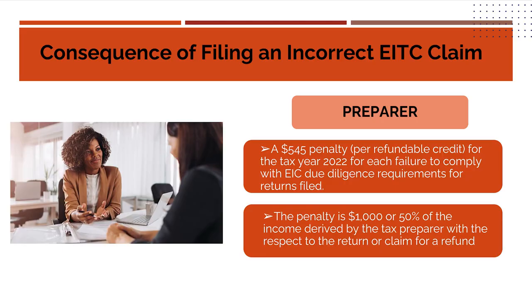Filing incorrect EITC claims can lead to penalties for both tax preparers and firms. Practitioners must comply with due diligence requirements, complete Form 8867 truthfully, and retain records to avoid penalties, loss of designation, and other disciplinary actions.